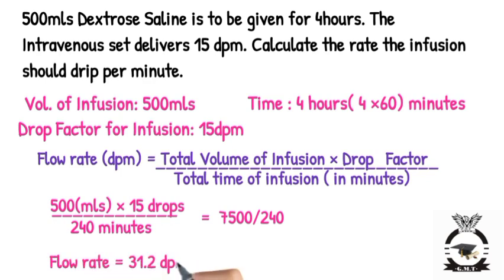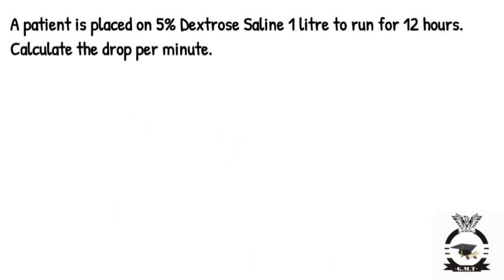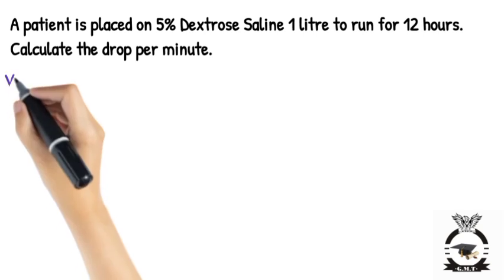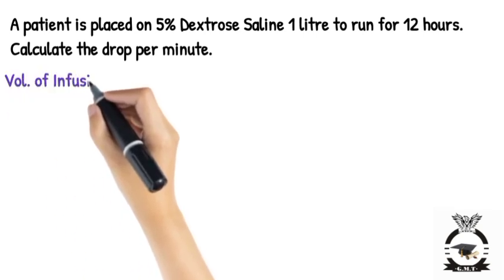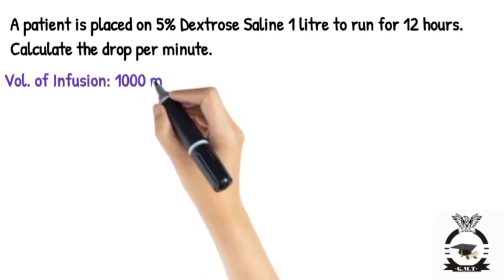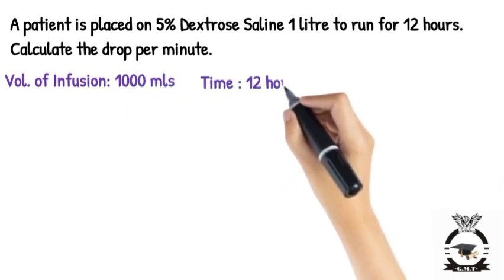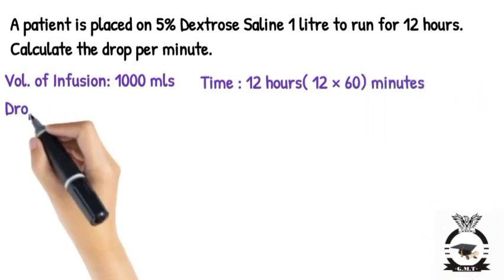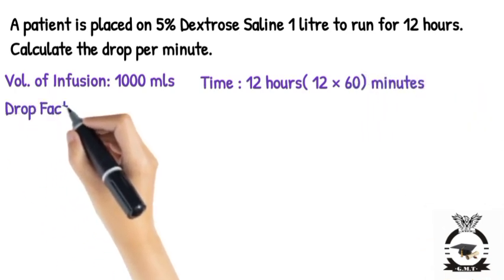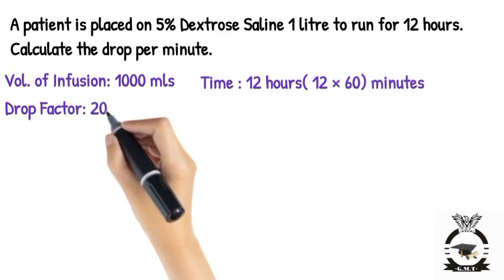So we'll be moving to the next question. We'll be taking the second question, which is: a patient is placed on 5% dextrose saline, 1 liter, to run for 12 hours. Calculate the drops per minute. Now we're bringing out our parameters firstly, which is the volume of the infusion, which is 1 liter converted to mils is 1000 mils. Then the time is 12 hours converted to minutes will be 12 times 60, and then the drop factor was not given, so we're using the constant, which is 20 drops per ml.